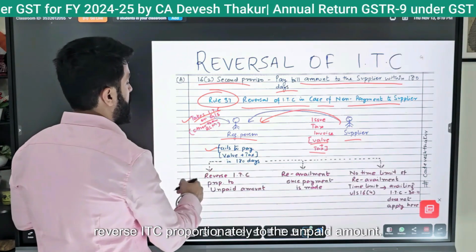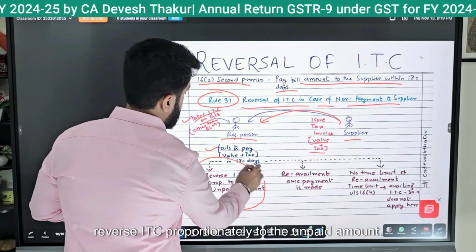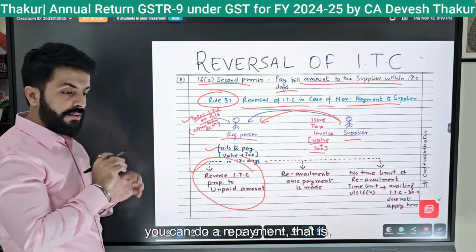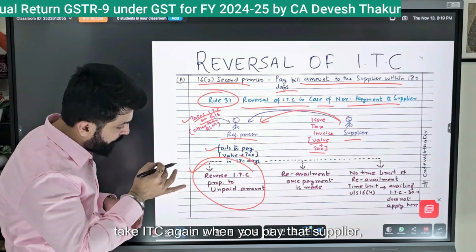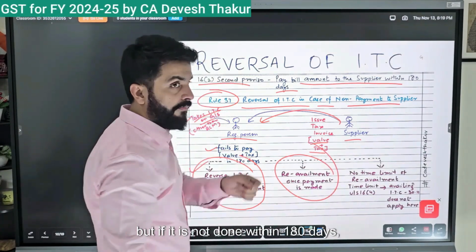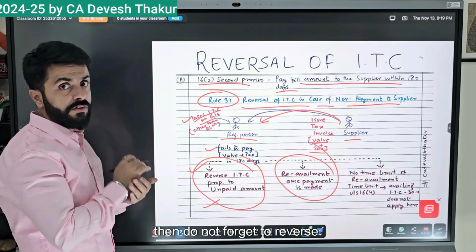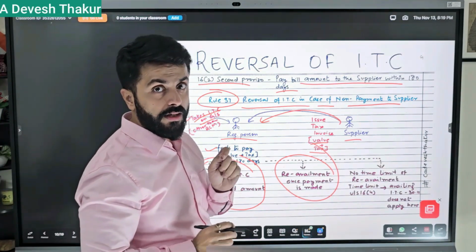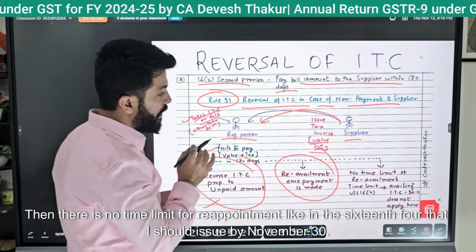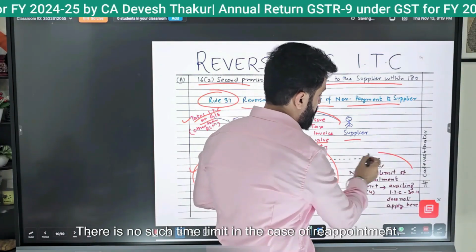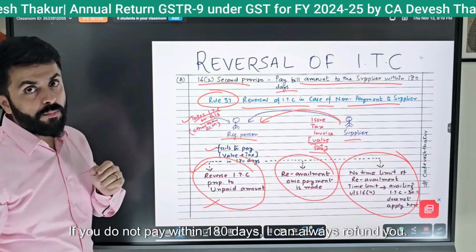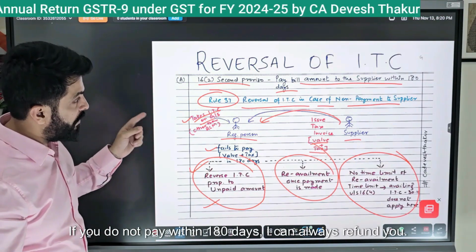First of all, reverse ITC proportionately to the unpaid amount. Calculate proportionately what you have not paid and reverse it. You can do a re-availment, that is, take ITC again when you pay that supplier. But if payment is not done within 180 days, then do not forget to reverse, and you have to pay with interest. Then there is no time limit for re-availment like in Section 16(4), where it should be claimed by November 30. There is no such time limit in the case of re-availment. Even if you do not pay within 180 days, you can always re-claim later.